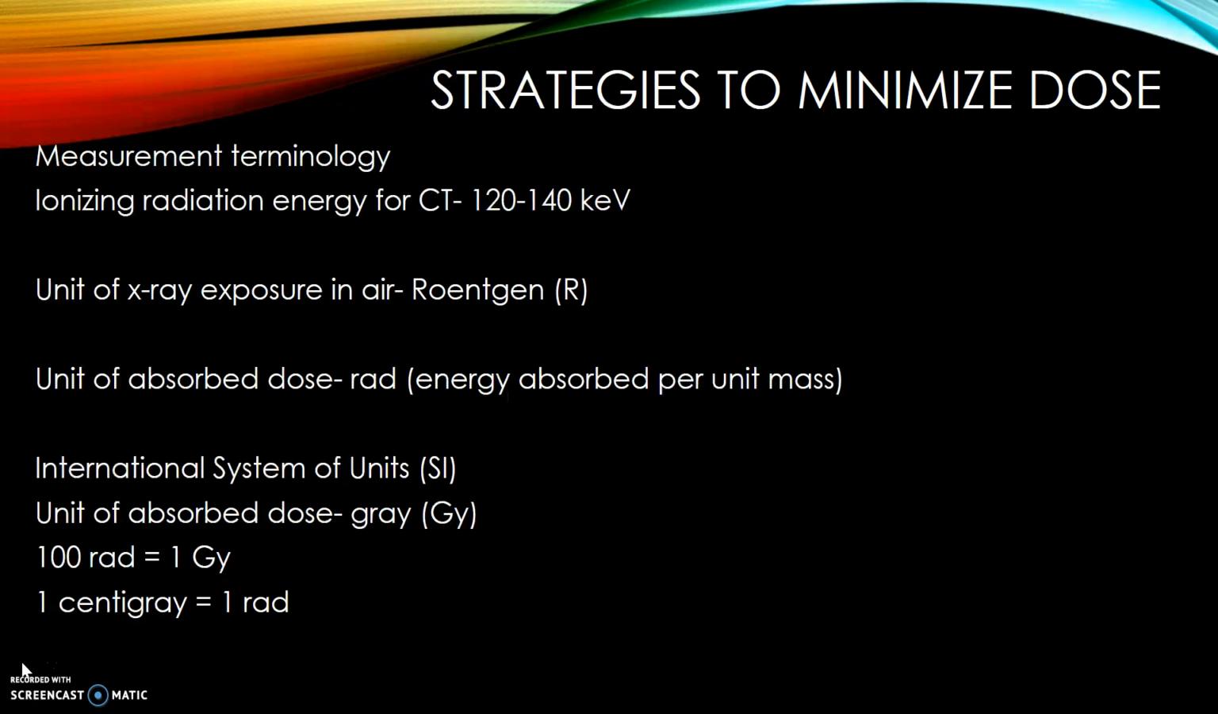Strategies to minimize dose include measurement terminology. The ionizing radiation energy for CT is about 120 to 140 keV. The unit of X-ray exposure in air is the Röntgen. The unit of absorbed dose is the rad, that is the energy absorbed per unit mass. In the International System of Units, the unit of absorbed dose is the gray. 100 rad equals 1 gray, or 1 centigray equals 1 rad.